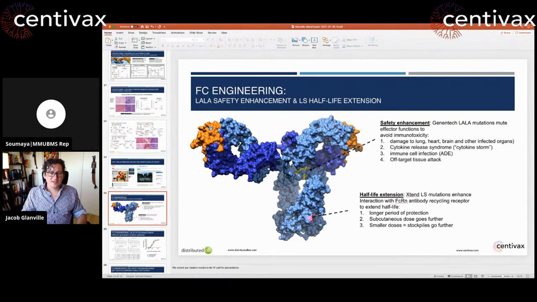The second thing we did is we made a mutation from a partner that enables more than doubling of the half-life of our antibody. So a single injection will give you 8 to 10 weeks of coverage as opposed to 3 or 4.